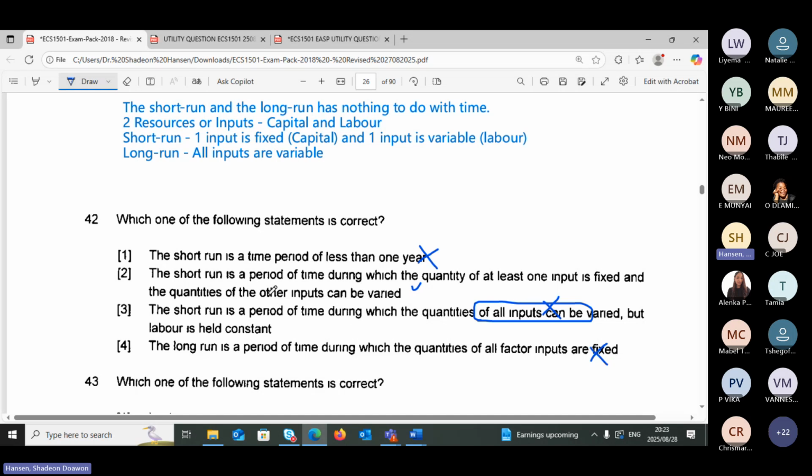The short run is a period of time during which the quantity of at least one input is fixed and the quantities of the other inputs can be varied. And that is our answer, students. Option number 2, 100% correct over there. Are we all sorted?